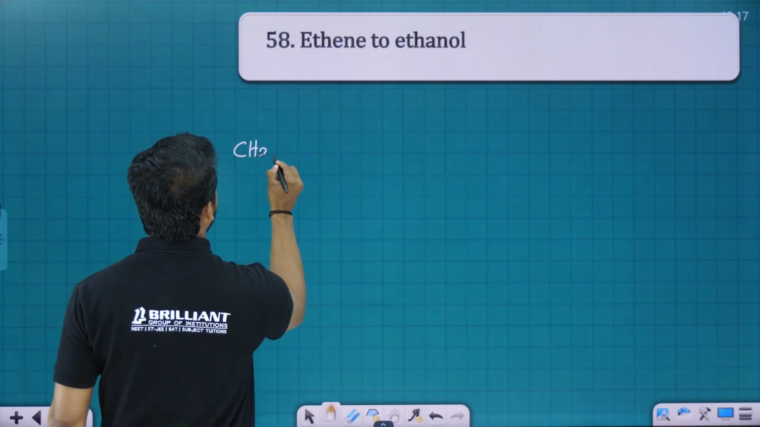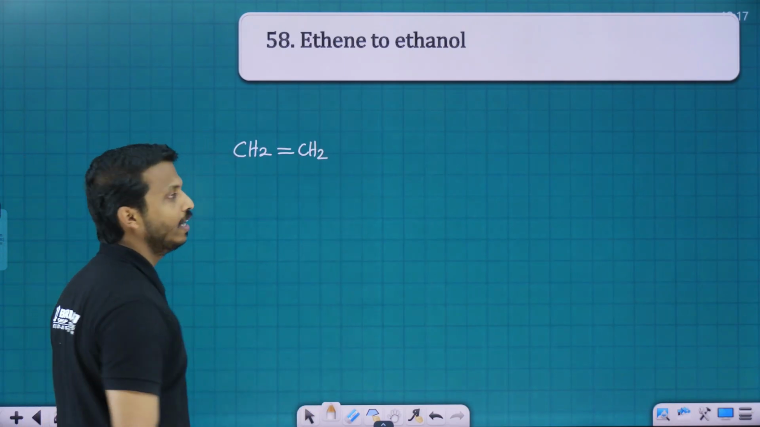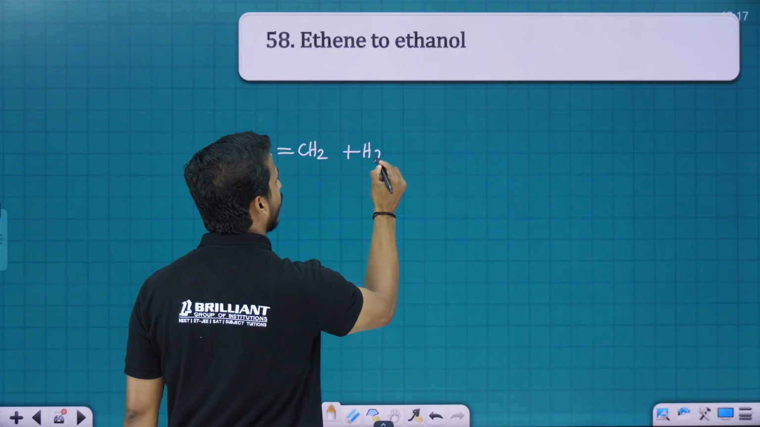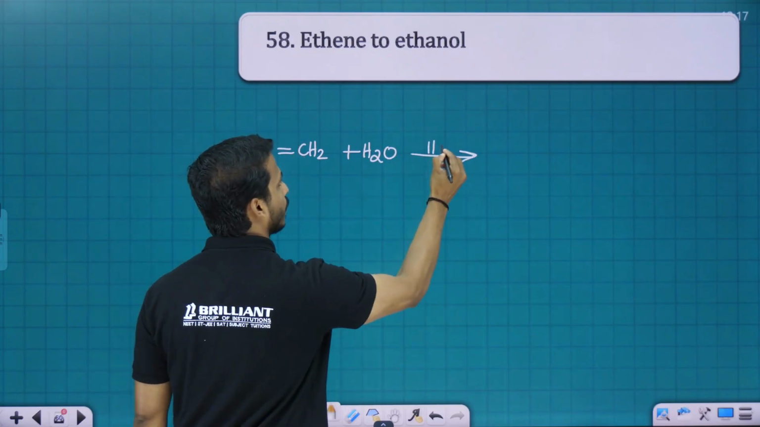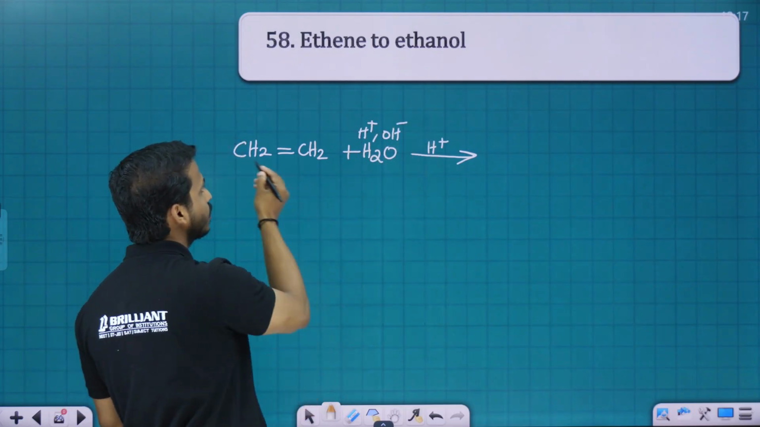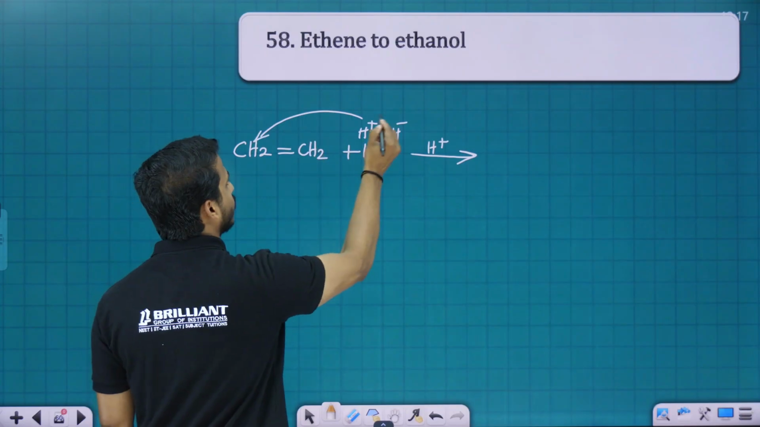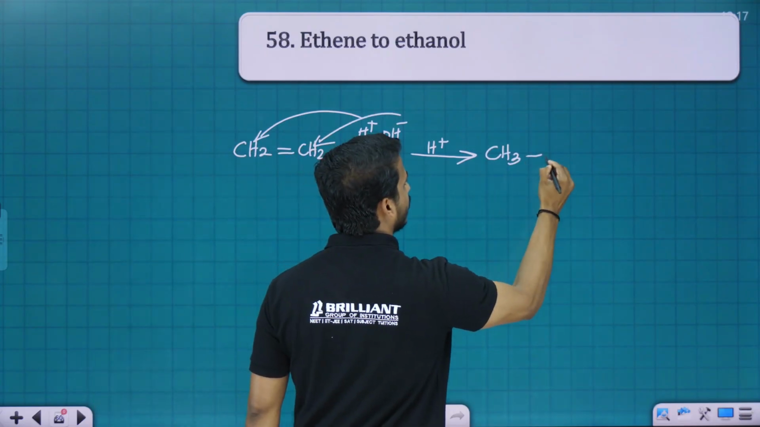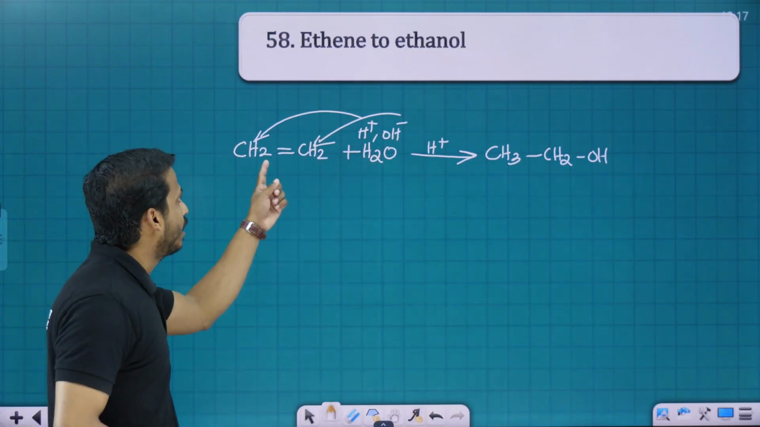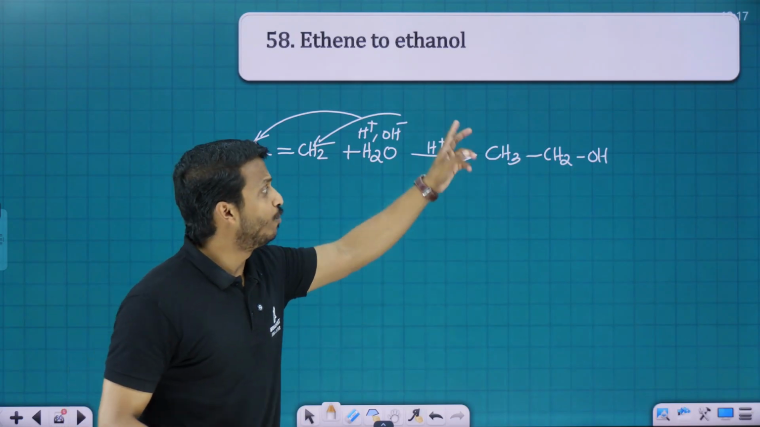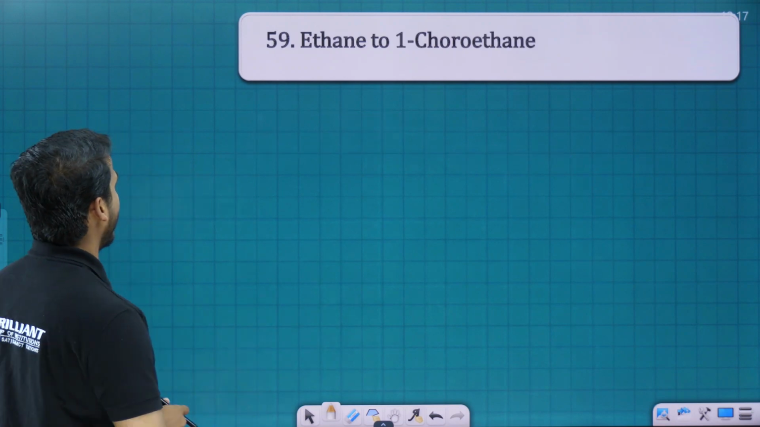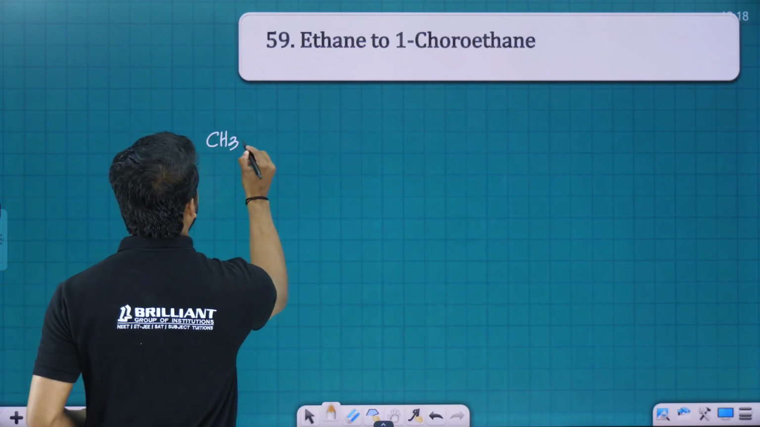58. How will you convert ethene to ethanol? If you want to convert an alkene to alcohol, just add water in presence of an acid. You know, water contains two ions, H plus and OH minus. It's symmetrical, so add anywhere: H plus here, OH here. What do you get? CH3CH2OH, ethanol. If you want to convert alkene to alcohol, add water. If you want to convert alcohol to alkene, remove water. Dehydration.